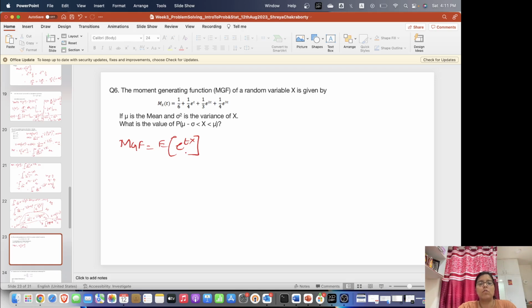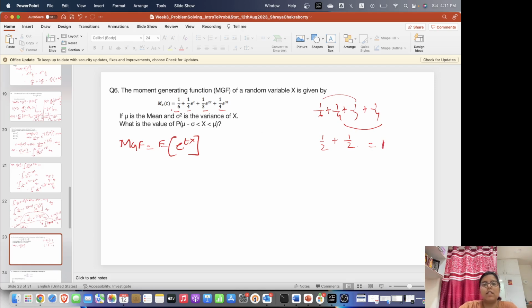Okay, so when x is 0, the first things first, we'll see how much these 4 numbers add up to. So 1/6 plus 1/4 plus 1/3 plus 1/4, this will be half, plus 1/6 plus 1/3 is also half. So they add up to 1. These two make 1/2, these two make 1/2.